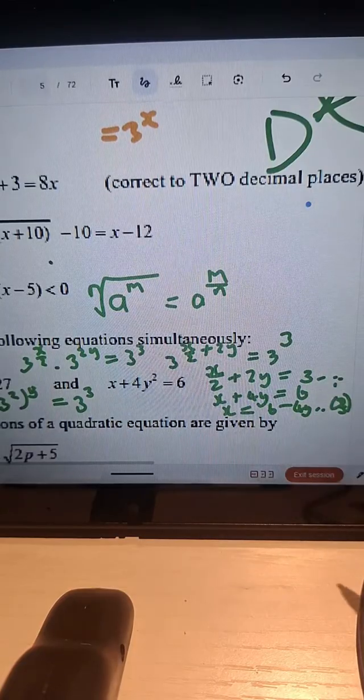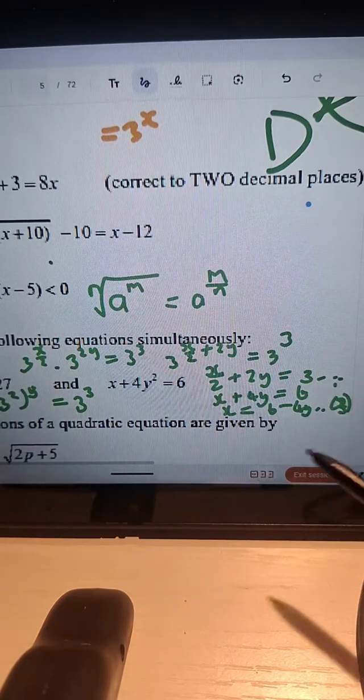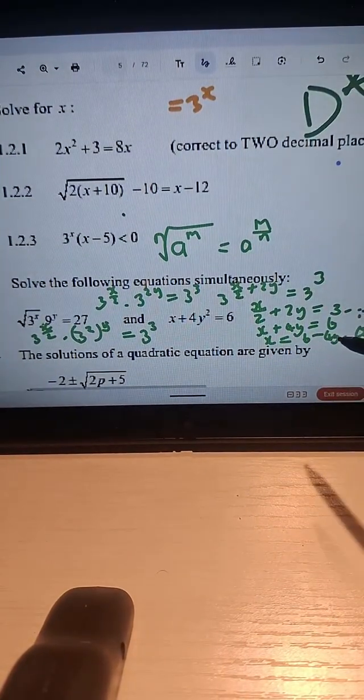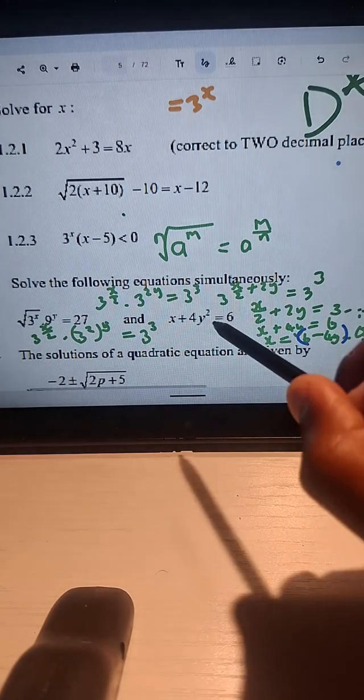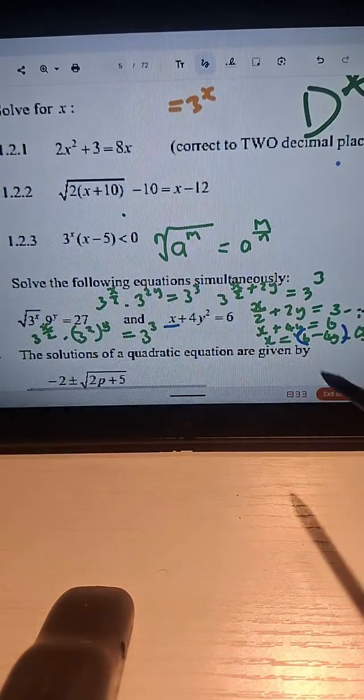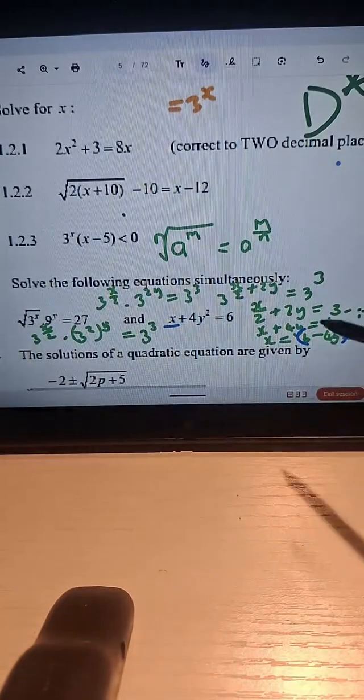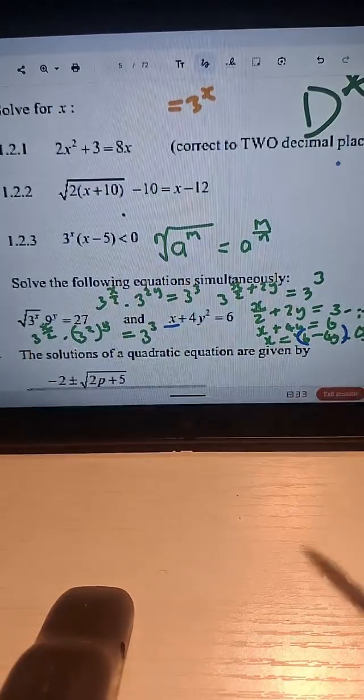Then you make x the subject. With x isolated, take 4y to the other side, we have 6 minus 4y. I think from there, guys, you should know what to do. In the place of x, you are going to replace 6 minus 4y. In the place of x, you substitute what? 6 minus 4y.